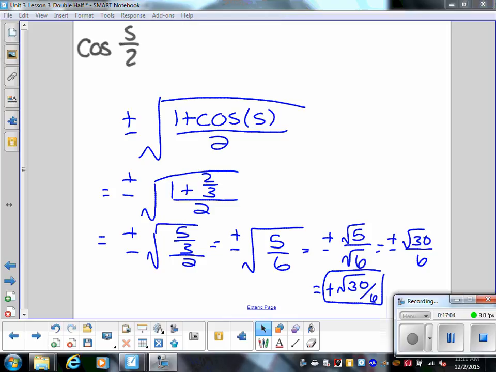How do you know it's positive? Cosine is positive. This is the fourth quadrant. Cosine represents x, right? So I chose the only cosine half angle. I plugged in 2/3 where cosine S was. I simplified, and I chose the positive root because we're in the fourth quadrant, and in the fourth quadrant, cosine is positive.